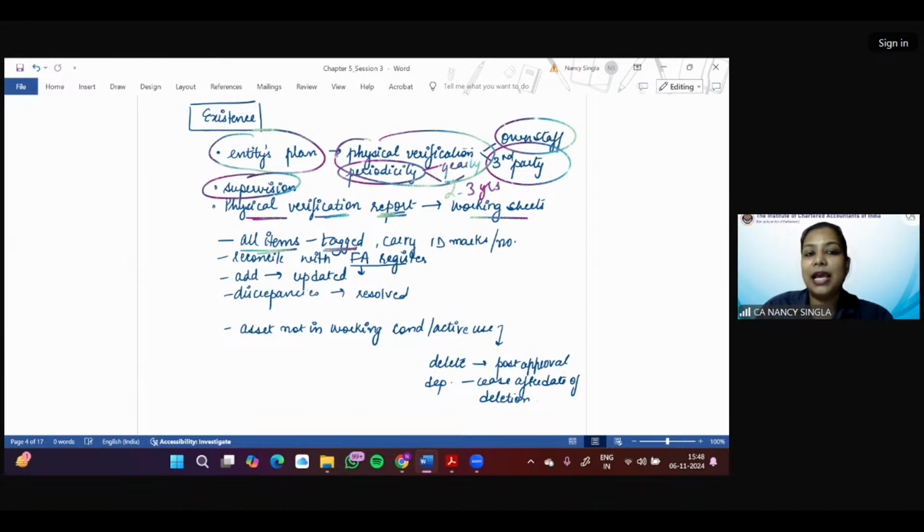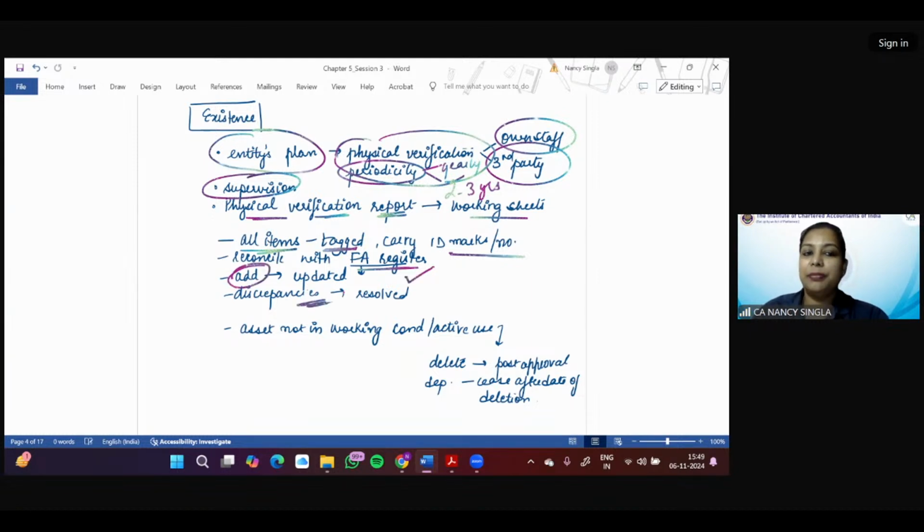He'll see all items are tagged. You must have seen in colleges or libraries, on the desks or tables, numbers are written, generally in yellow or white paint. The table number is written on each and every table and chair. So he'll see that all items are tagged and they carry what? ID marks and numbers, right? And he'll reconcile all such worksheets, the results of the physical inventory count, with what? The fixed asset register. And he'll see whether any addition has been updated in the fixed asset register.